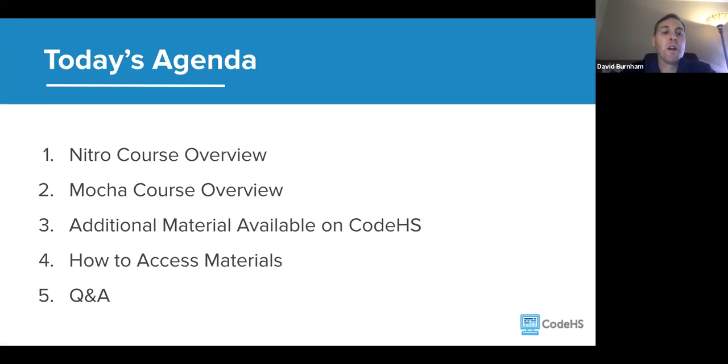As you may be aware, we have two main courses in our AP Computer Science A curriculum. We're going to focus most of the presentation today on the Nitro course, but we'll also talk about the Mocha course as well. From there, we're going to take a look at some of the other material that we have available here at CodeHS to help both you and your students prepare for the test. And we're going to show you how to access some of this material. And then at the end, we'll take some time to answer any questions.